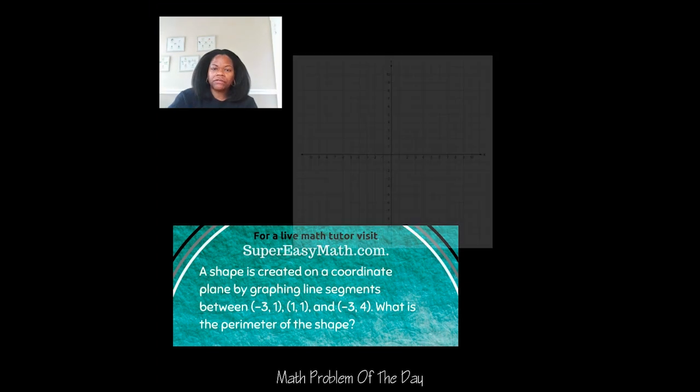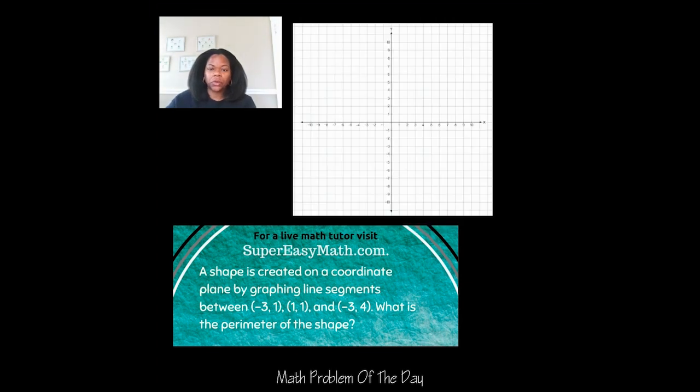Well, to solve this problem, I do want to have a coordinate plane in front of me because I'm going to graph these points on it so I can better understand what I'm looking at. So it tells me we're dealing with the points (-3, 1), so that would be here, (1, 1), that would be here, and (-3, 4), that would be here. Well, if I connect the lines of these dots, I realize that I'm dealing with a triangle.